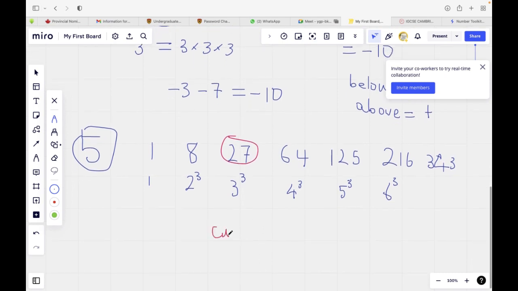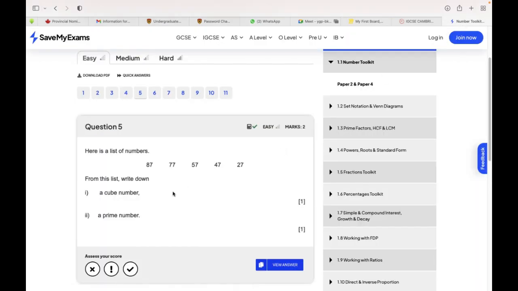Cube number, let's use NO to represent number. The only cube number in this question is 27. This is Roman figure 1, Question 5, Roman figure 1. Now let's go to the next question. It says the prime numbers. I have explained prime numbers: numbers that have only two factors, itself and 1.